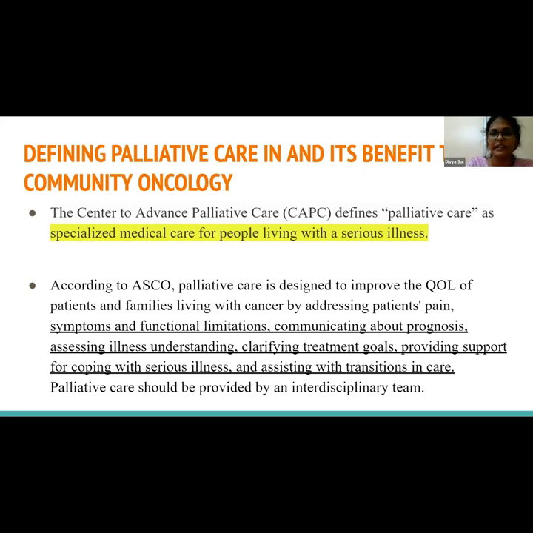Defining palliative care and its benefit to the community oncology. The Center to Advance Palliative Care defines it as specialized medical care for people living with serious illness. According to ASCO, it aims to improve the quality of life of the patients and family living with cancer by addressing pain. Chronic illnesses are also included. It addresses the pain, symptoms, functional limitations, communication about the prognosis, assessing the illness, clarifying treatment goals, providing support for coping with the serious illnesses, assisting with transitions of care, and palliative care has to be provided by an interdisciplinary team.